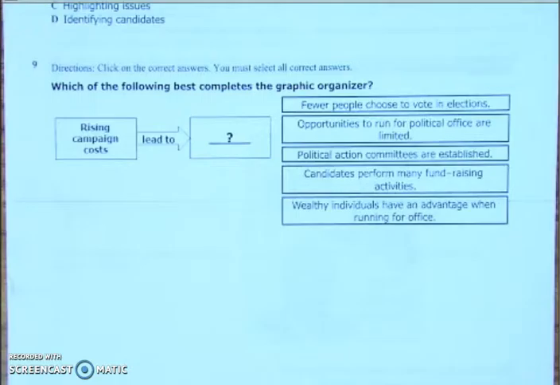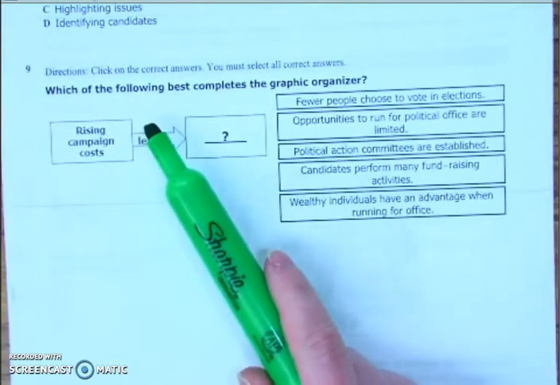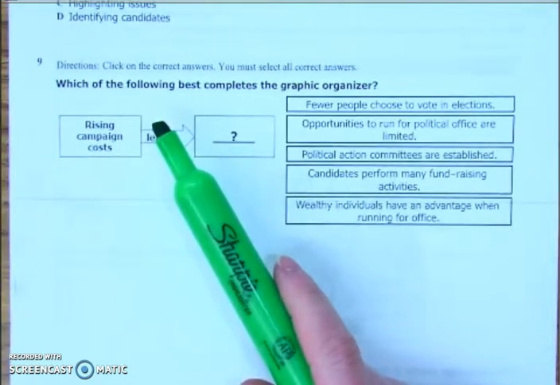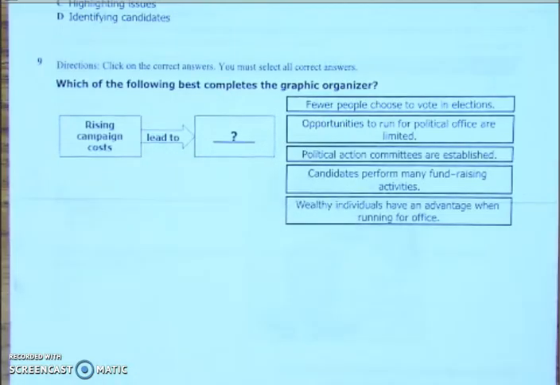All of these questions, students, a lot of students did not get correct, so 30 to 40% of students got these correct, which is why we're going to go over them now. All right, let's look at number 9, which is the first one on your paper. Which of the following best completes the graphic organizer?